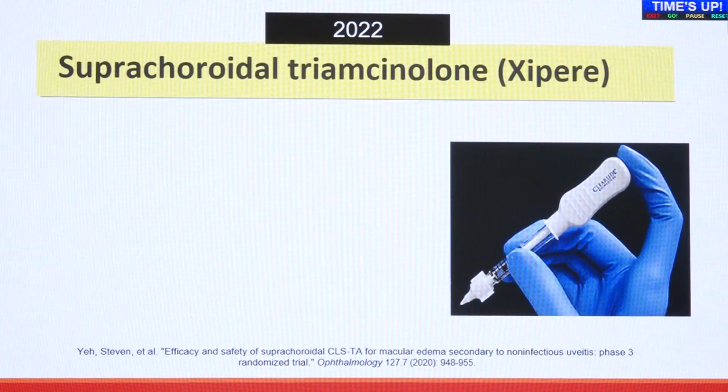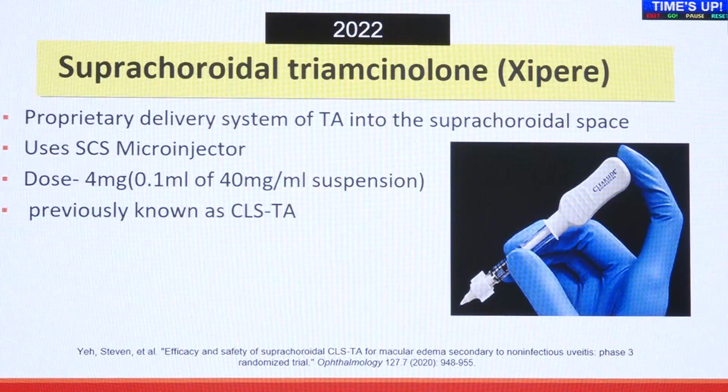And then the suprachoroidal injection, Xipere; I don't use it. This drug trial also happened in India and used an SCS microinjector. The dose is 4 milligram in 0.1 ml of 40 milligram per ml triamcinolone acetonide suspension.